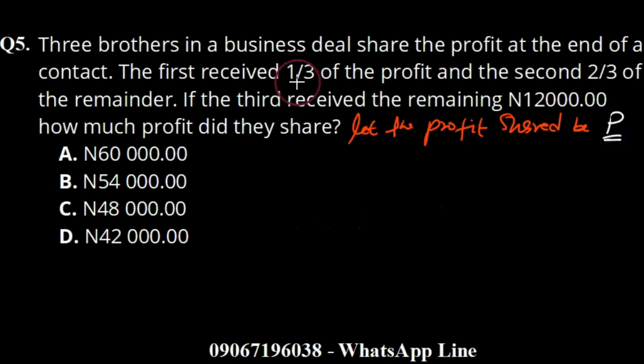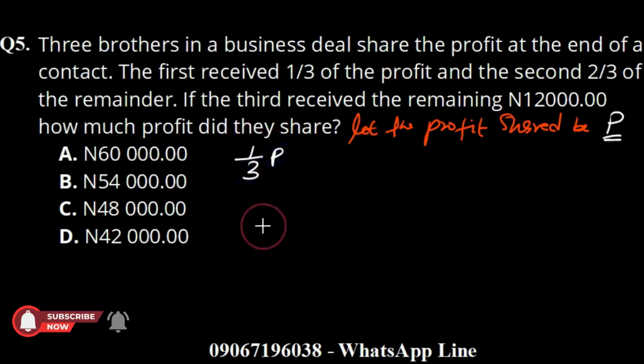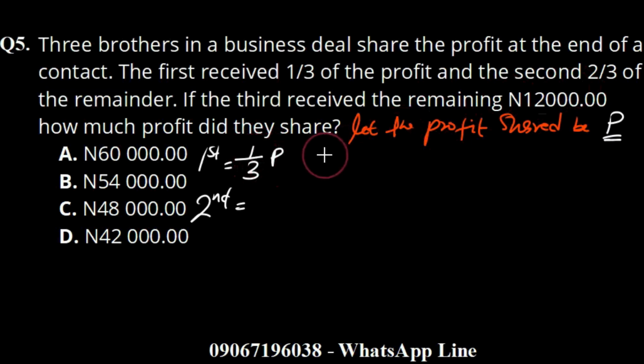Now, the first receives 1/3 of the profit. So what is 1/3 of the profit? 1/3 of the profit is going to give us 1/3 P, all right? So the first person took 1/3 of the profit. And the second, if this is 1/3 of the profit, then the question is, what is left? If the first person takes 1/3 of the profit, then what is left?